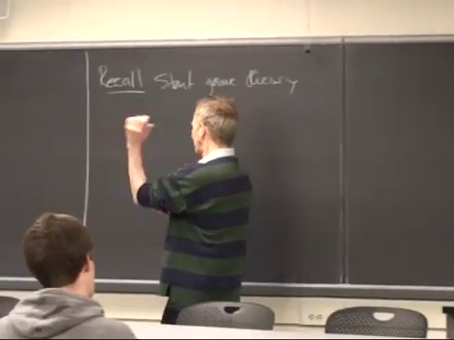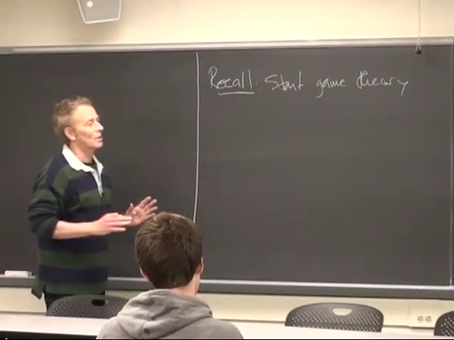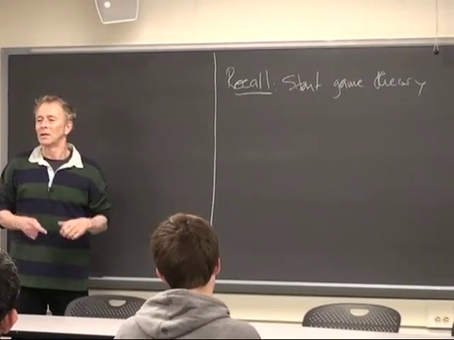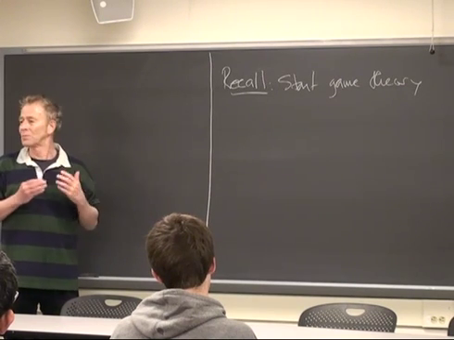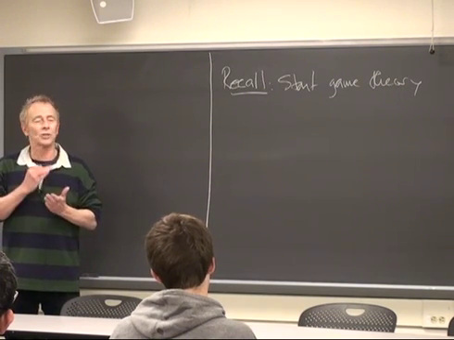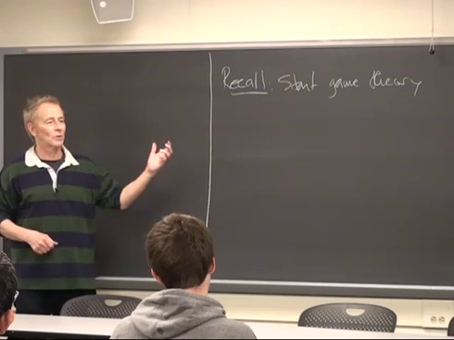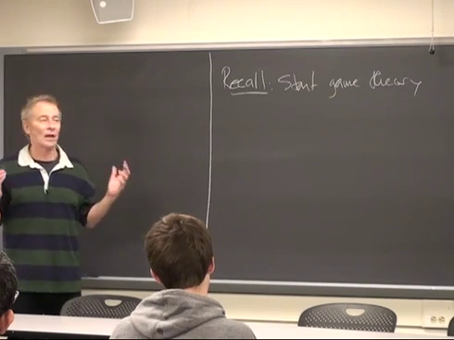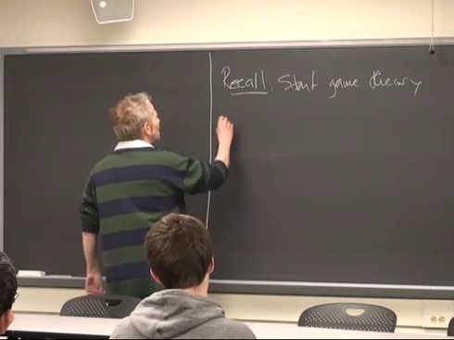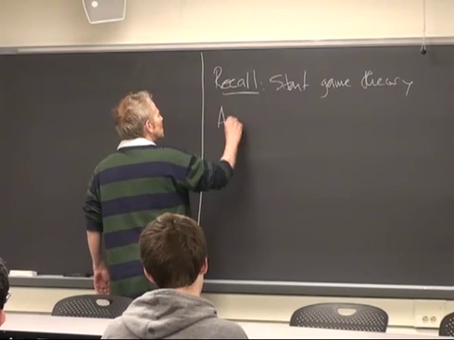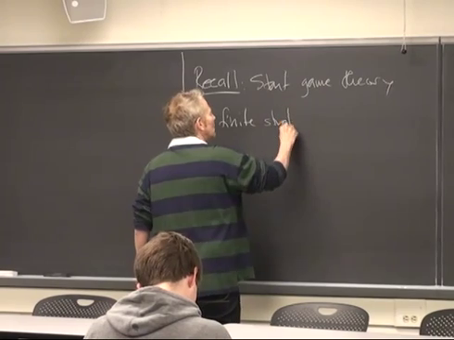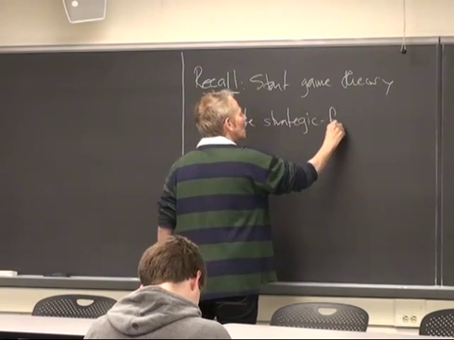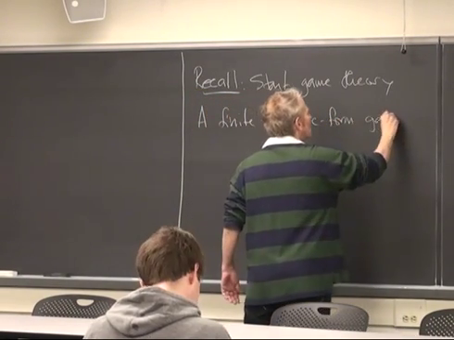But anyway, the whole idea of game theory is situations where agents are allowed to make choices to help themselves, but what happens to them depends not just on what they choose, but on what everyone else chooses. So how do you model that mathematically? So what is a finite game? A finite strategic form game.